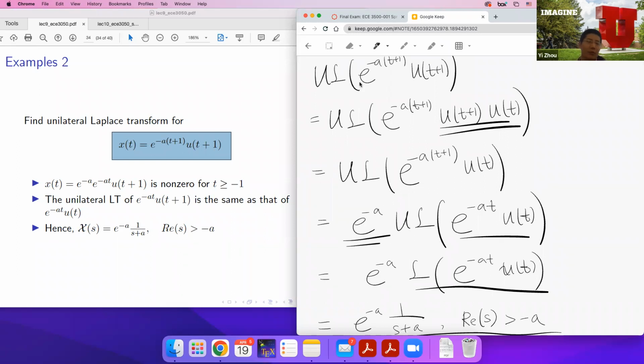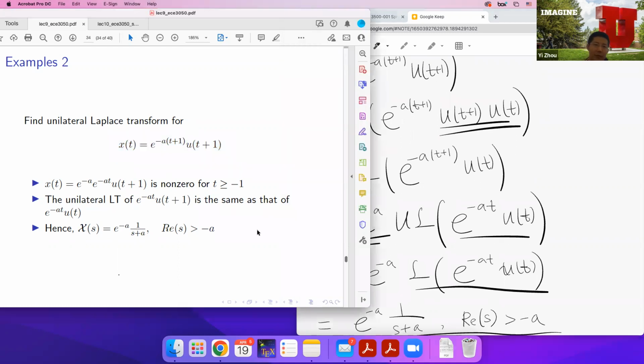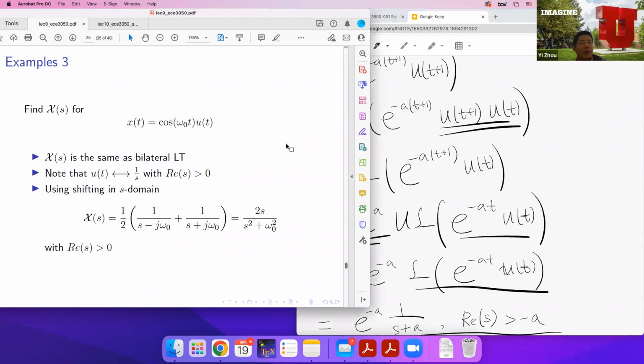So this is how we always reduce the non-causal signal to a causal signal by leveraging the properties of the unilateral transform. We will see this later in the other examples. So this is: find a unilateral transform for this modulated signal. Again, you can see that x(t) is cosine times u(t), so it's a causal signal. Okay, but once you have that, it's very simple. Because of that, the unilateral transform is the same as the bilateral, the normal Laplace transform. So you just need to figure out the normal Laplace transform of this signal.